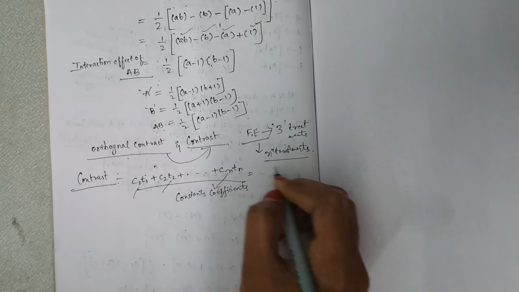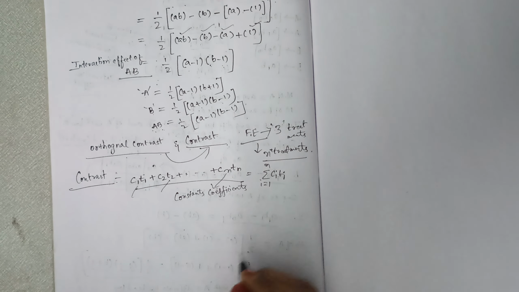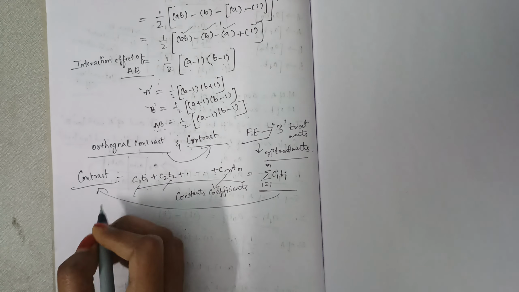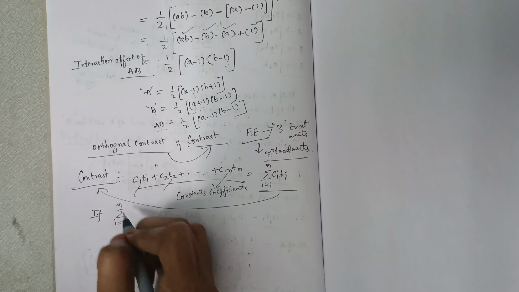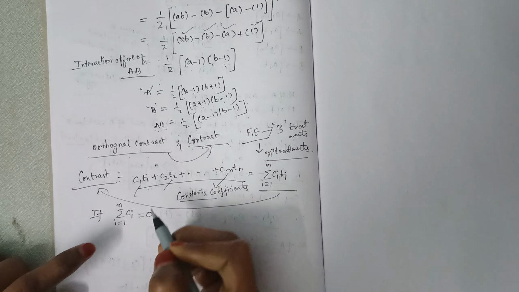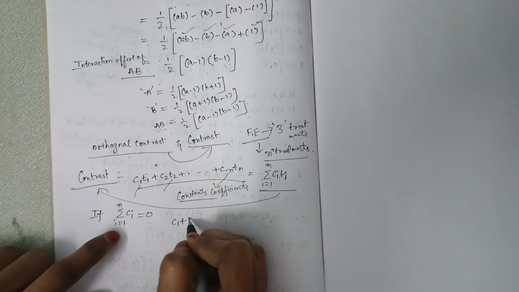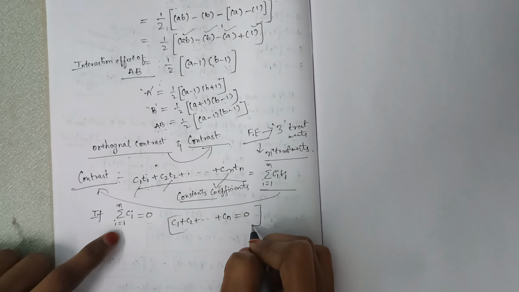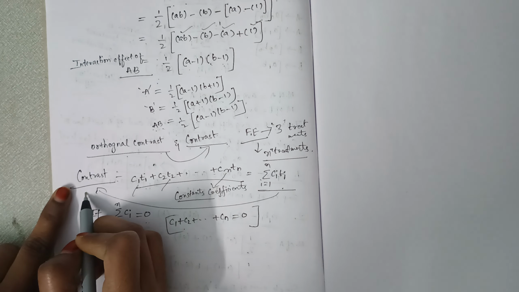Therefore, this can also be written as summation i equals 1 to n CiTi. This CiTi is said to be contrast if all the constants, summation i equals 1 to n Ci, equals 0. If all the constants, all the scalars, if that sum is equals to 0, which is nothing but C1 plus C2 plus so on Cn equals 0, then we can say the linear combination of these treatments is said to be contrast. Okay.